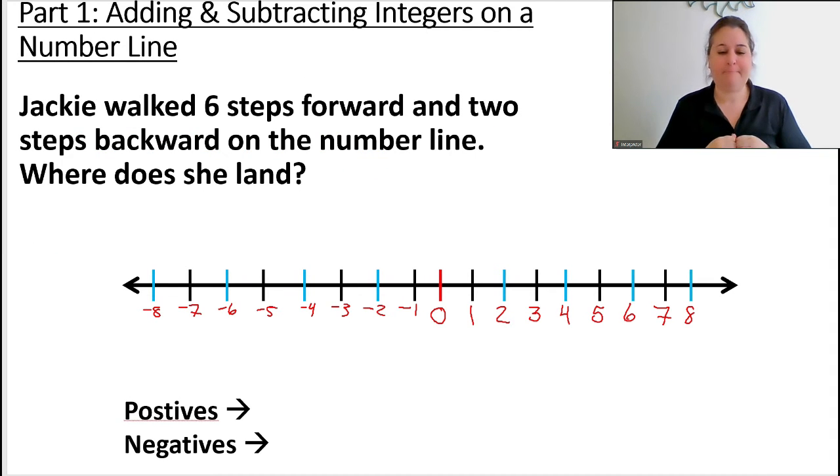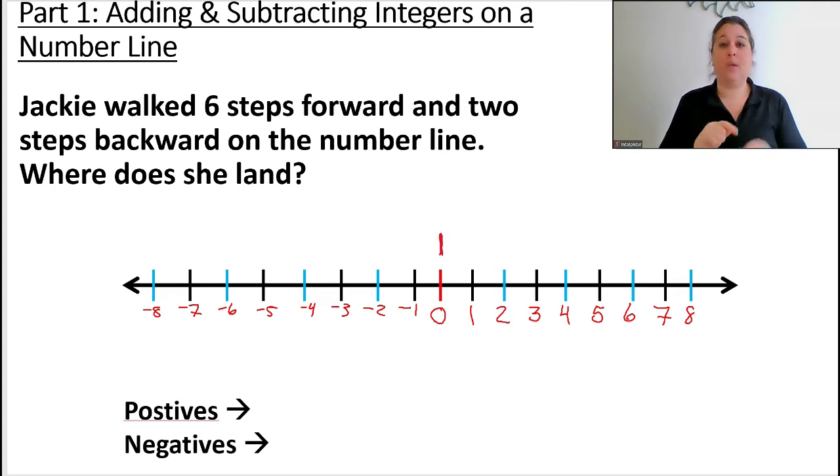So let's look at this example. It says Jackie walks 6 steps forward and 2 steps backward on the number line. Where does she land? Well, we walk forward and backwards and even sideways all the time, even diagonally sometimes. But when we're working on a number line, we can only go forward or backward. So wherever you start is 0. Whenever we start with number lines, we start at 0.